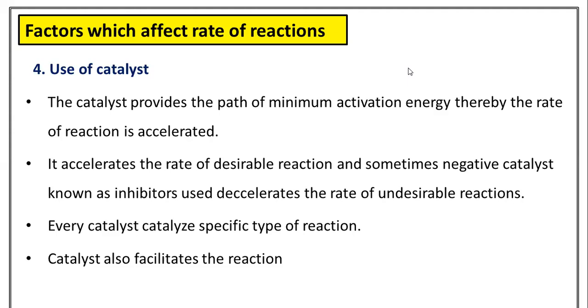Catalyst accelerates the desirable reaction. Catalyst suppresses or inhibits the undesirable reaction. And therefore, by catalyzing the specific type of the reaction, by providing the path of minimum energy, the rate of reaction is accelerated.